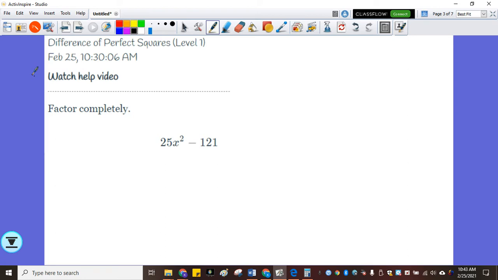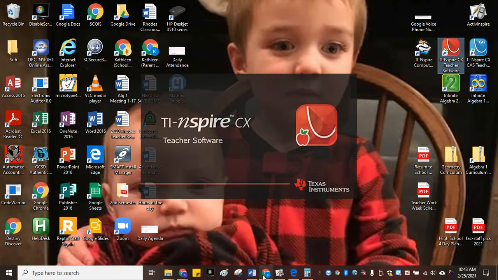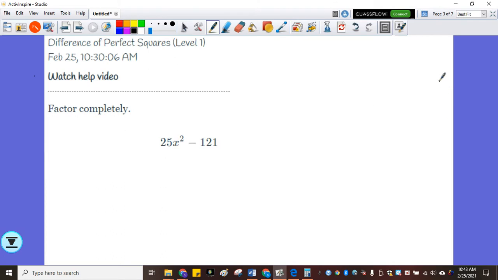Next one. It's a good habit just to see if there's a greatest common factor, for 25 and 121. And remember, with the calculators we're allowed to use in the EOC, it can tell you for you. So is there a greatest common factor between 25 and -121?